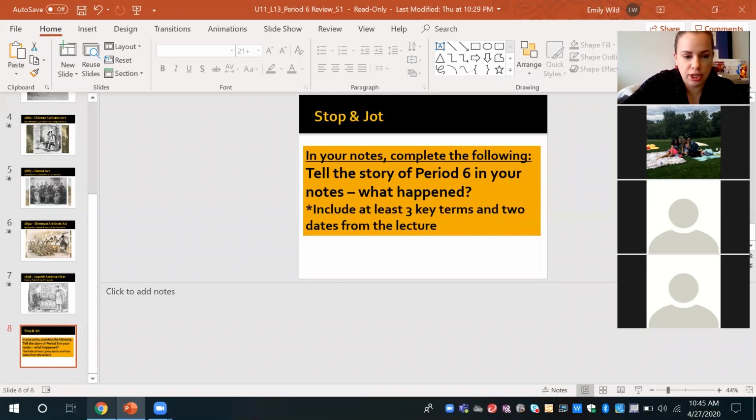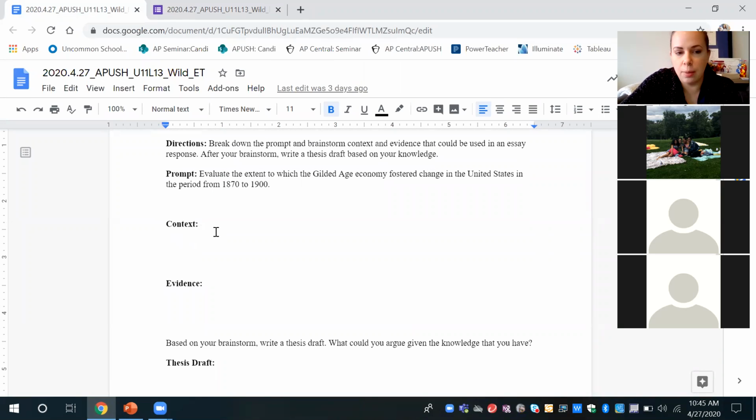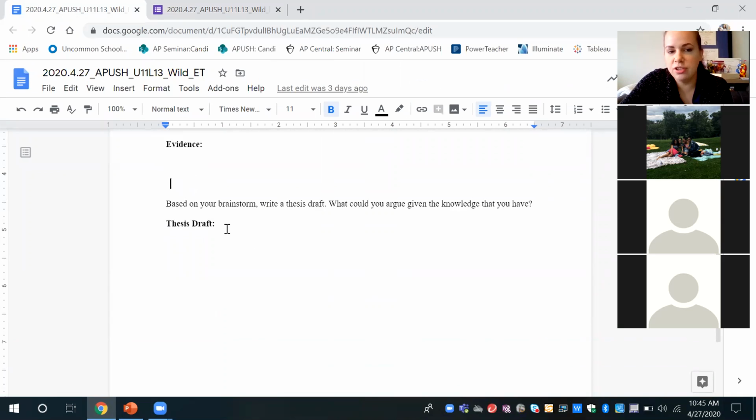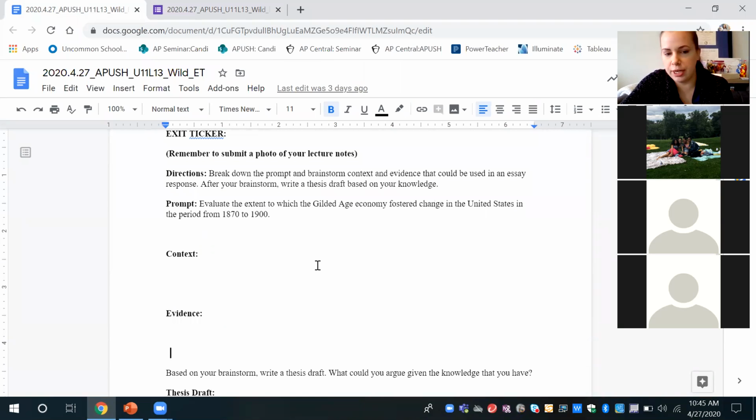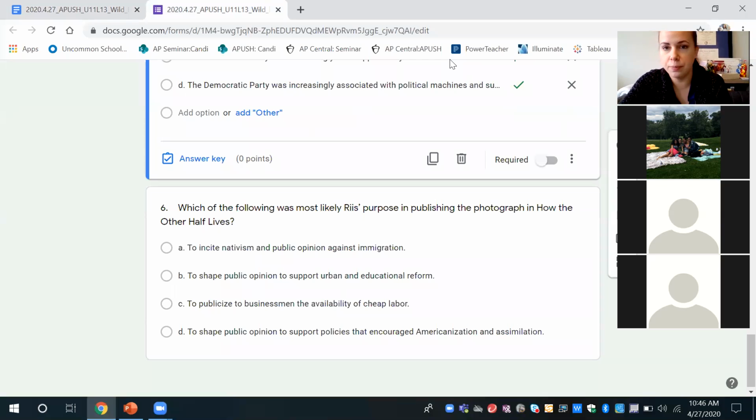Okay, we are going to go ahead and transition to the exit ticket. The exit ticket is you have a prompt about the Gilded Age, what we just went over, and you need to give me some context key terms, some outside evidence key terms, and then just write a draft thesis answering the prompt. So context terms, evidence terms, and a draft thesis. Go ahead and transition to my misspelled exit ticket. And when you finish up, you are free to go, but we are going to stay on here until 10:50. If you submit it before 10:50, you may go.